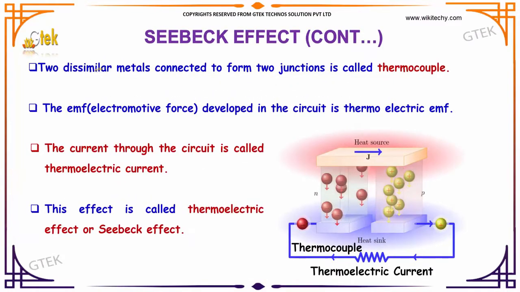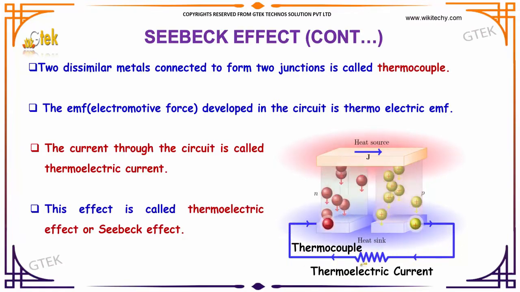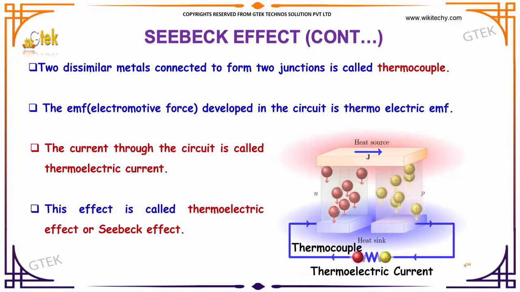Two dissimilar metals joined to form two junctions is called a thermocouple. This is a thermocouple. The electromotive force developed in this circuit is referred to as thermoelectric EMF. The current passed is referred to as thermoelectric current, and this effect is called the thermoelectric effect or Seebeck effect.